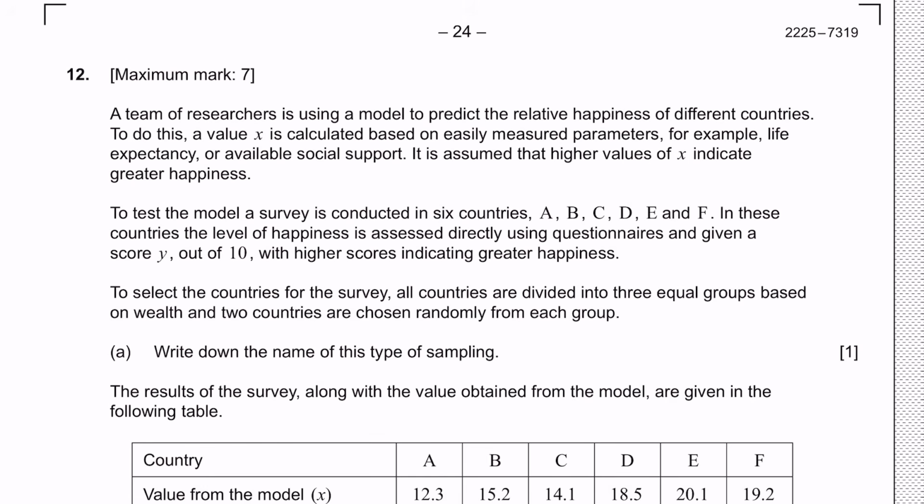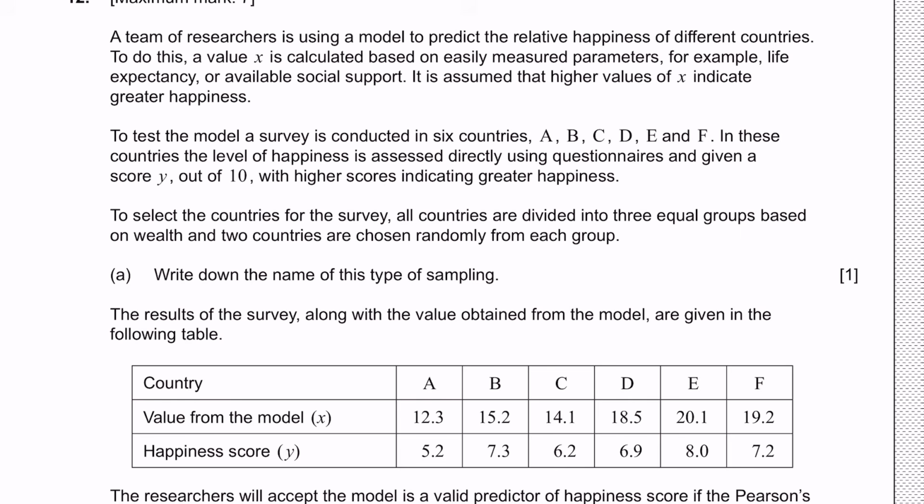Question 12. This is a 7-mark question. A team of researchers is using a model to predict the relative happiness of different countries. To do this, a value x is calculated based on easily measured parameters, for example, life expectancy or available social support. It is assumed that higher values of x indicate greater happiness. To test the model, a survey is conducted in 6 countries, A, B, C, D, E, and F. In these countries, the level of happiness is assessed directly using questionnaires and given a score y out of 10, with higher scores indicating greater happiness.